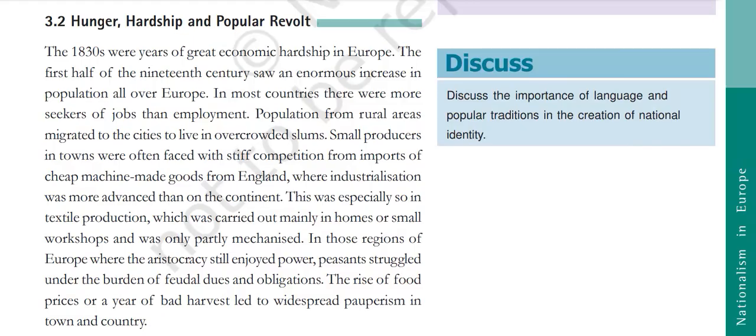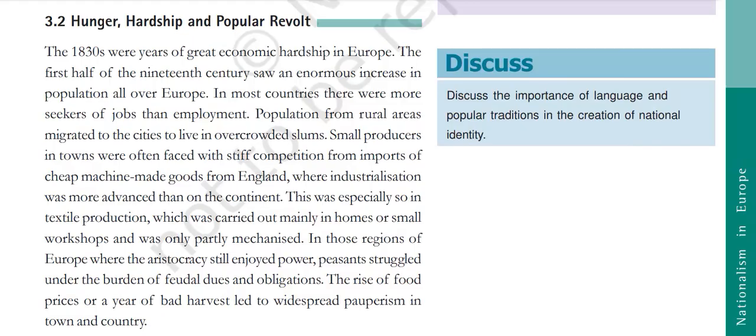Small producers in towns were often faced with stiff competition from imports of cheap machine-made goods from England, where industrialization was more advanced than on the continent. This was especially so in textile production, which was carried out mainly in homes or small workshops and was only partly mechanized.